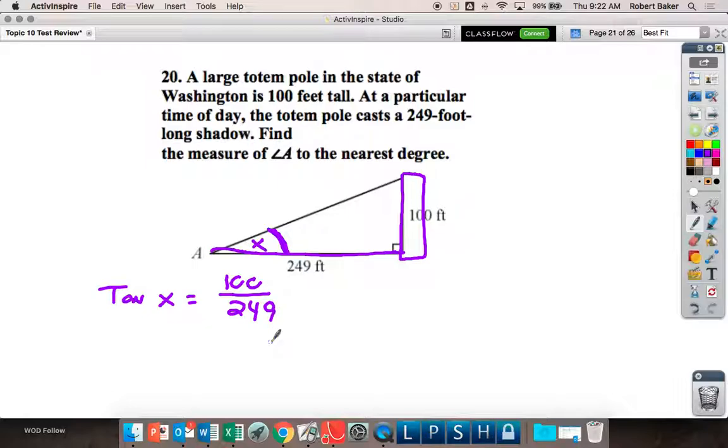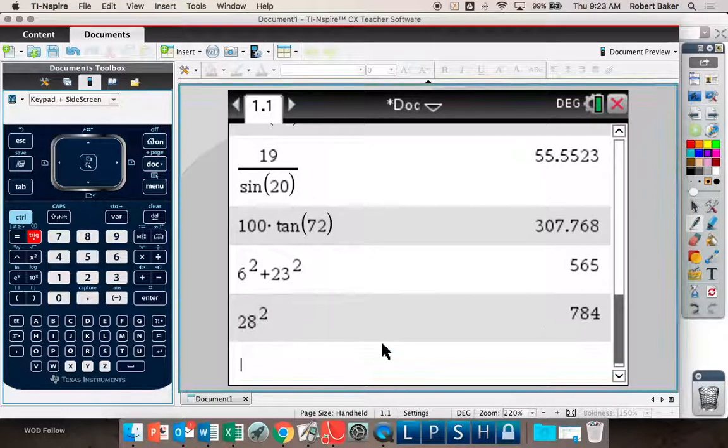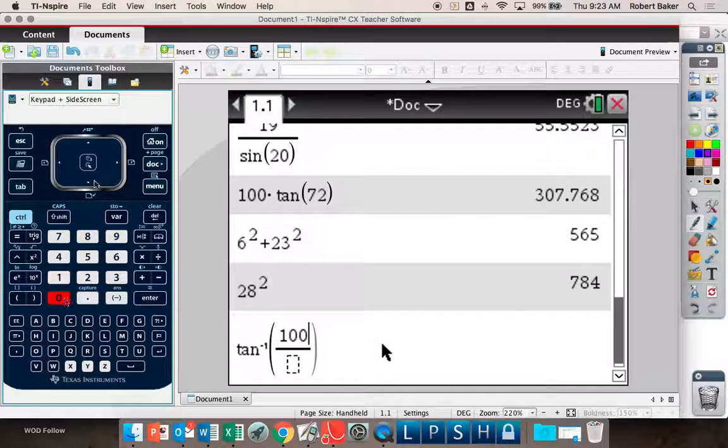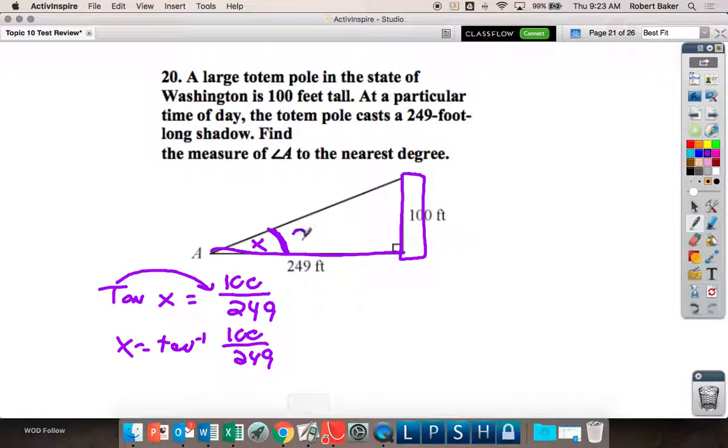So when we're looking for an angle measure, we have to go to the other side of the tracks. Inverse tangent of 100 divided by 249. So inverse tangent, and then you can do control divided by 100 over 249. Nearest whole degree, 22. All right, I'm going to stop there.